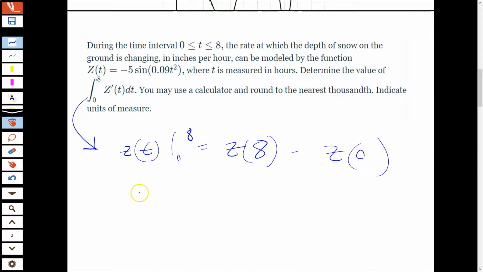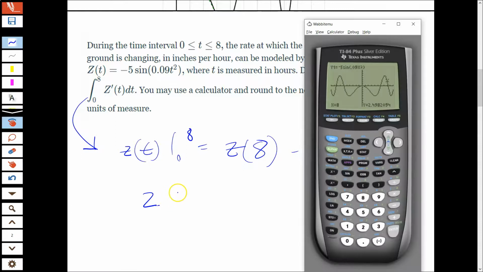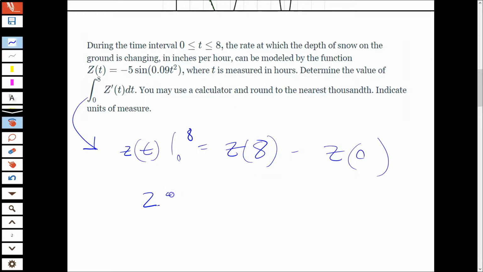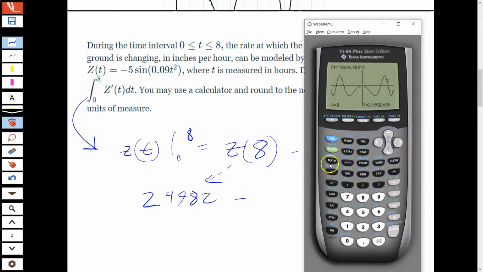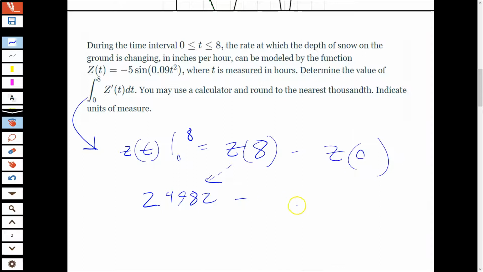We'll keep an extra decimal place because this is an intermediate value, so we'll keep 4.4982, and then it's a 0 after that. 4.4982 is z of 8, right? Minus z of 0, so we'll do 0, and you can just hit 0. You don't have to do second calc again. And it's y equals 0. Okay. So this integral is just equal to 2.498.